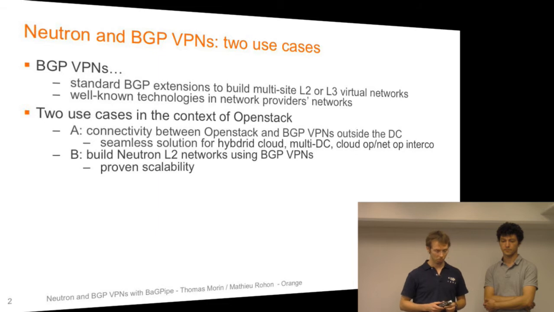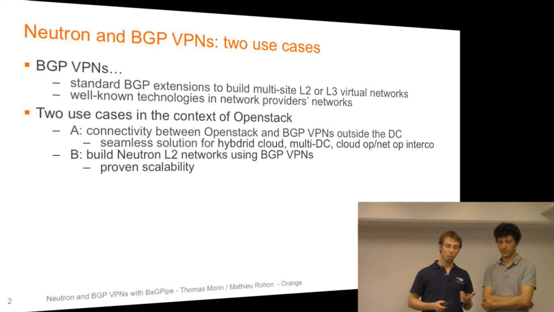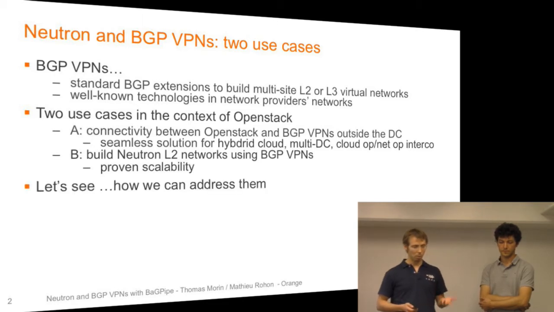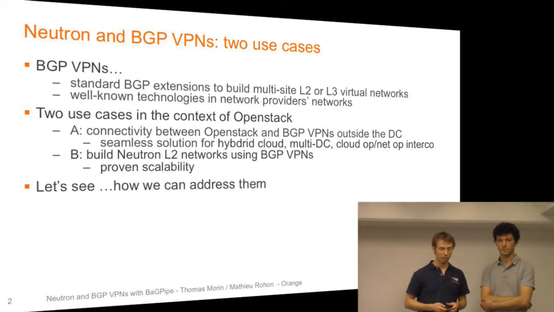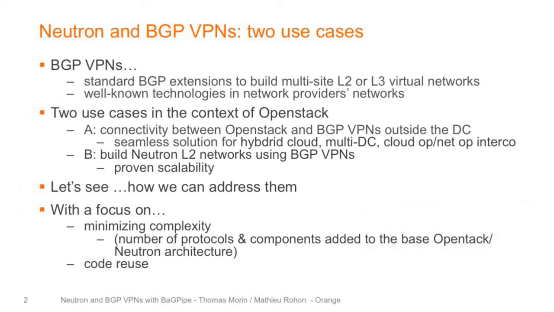This is a very important use case where the same player is both the cloud operator and the network operator. The second use case is pretty different and consists in relying on these BGP VPNs to build neutral layer 2 networks. The benefit of this approach, as we will discuss a little later, is the proven scalability of this design. What we'll see in this presentation is how we can address these use cases, with a focus on minimizing complexity, reducing the number of protocols and components added in the whole architecture, and code reuse. So Mathieu will talk about the first use case.